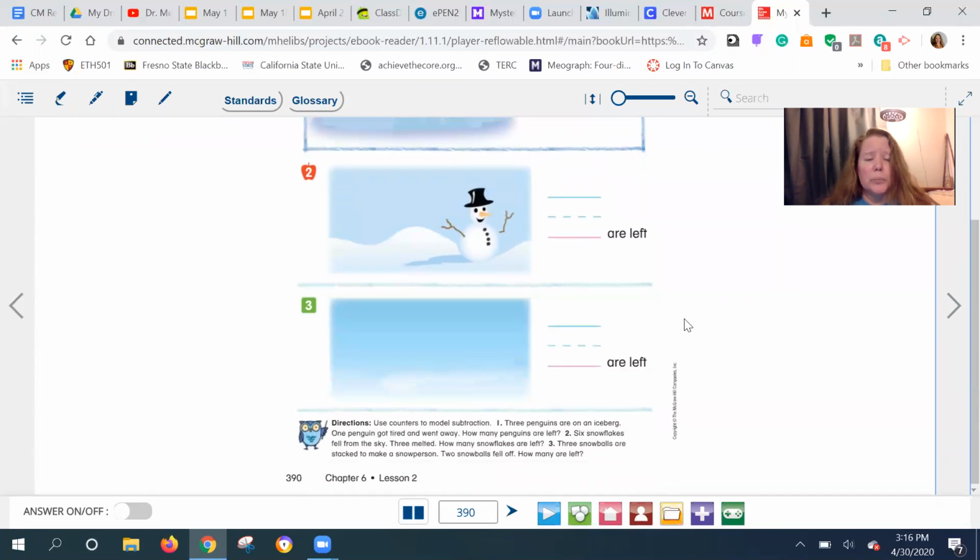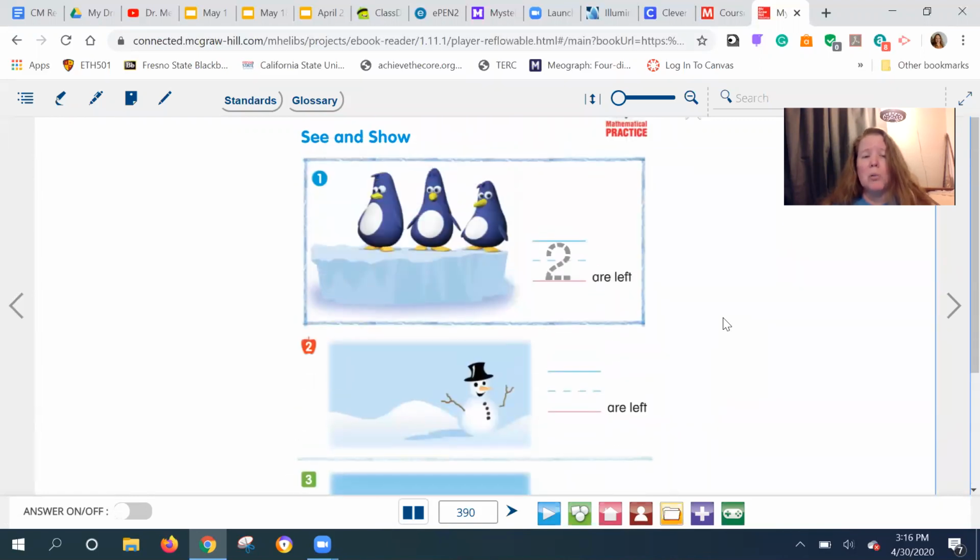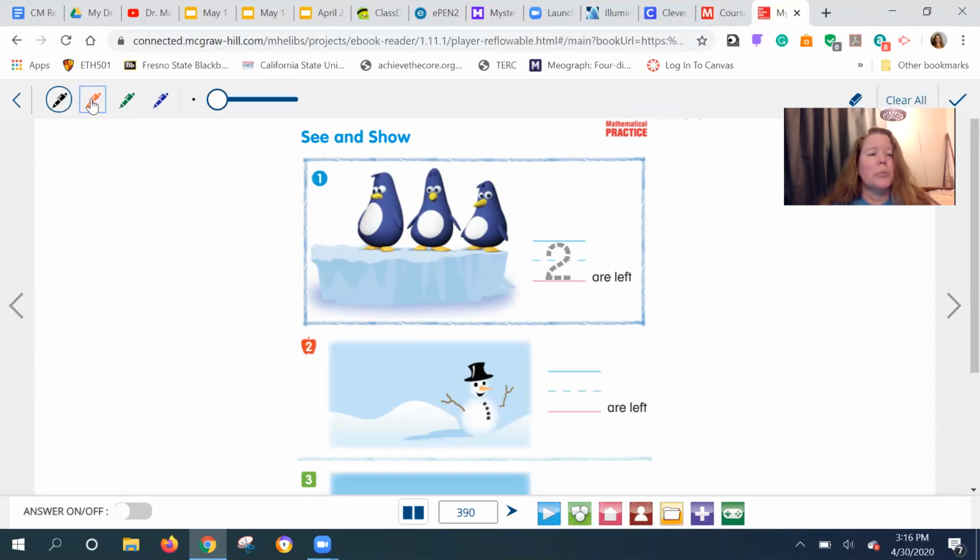Let's look at the story. 3 penguins are on an iceberg. 1 penguin got tired and went away. Okay, he must have gone home. So we're going to get out a pen here. We're going to mark off that 1 penguin. Oops, that's too small of a line for you to see. We're going to mark off this 1 penguin, and we need to have our 2 on here. Be super careful. Be neater than me.